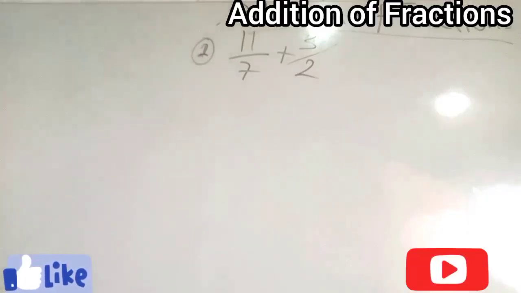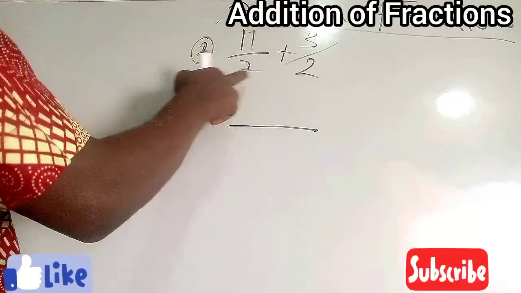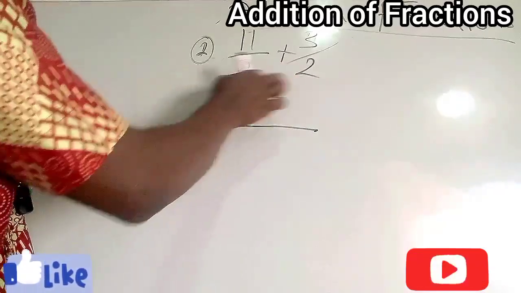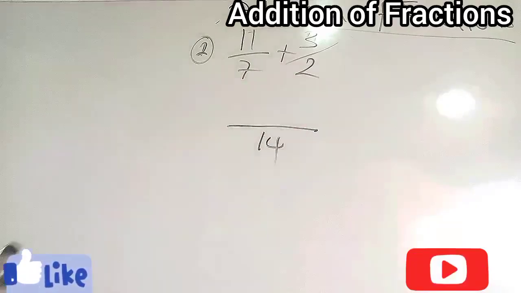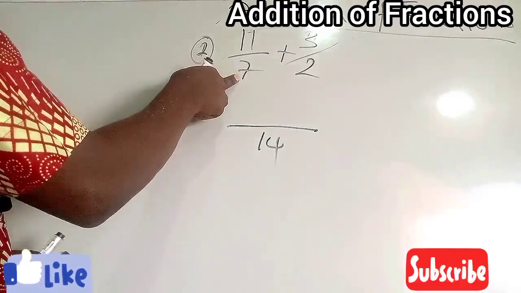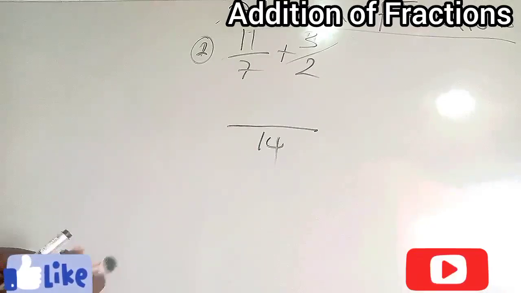Alright, welcome back. We are solving together. So the first thing we do is to find our LCM. Since 2 cannot go into 7 without a remainder, what we do is to multiply them. So when you multiply 7 by 2, you have 14 as the common multiple. Okay, now let's move on. How many times can 7 go into 14? It can go there 2 times.